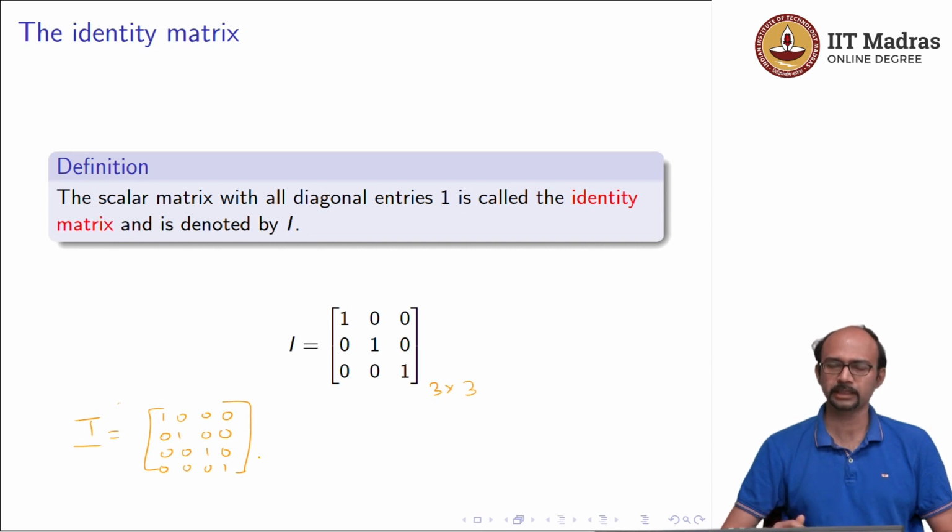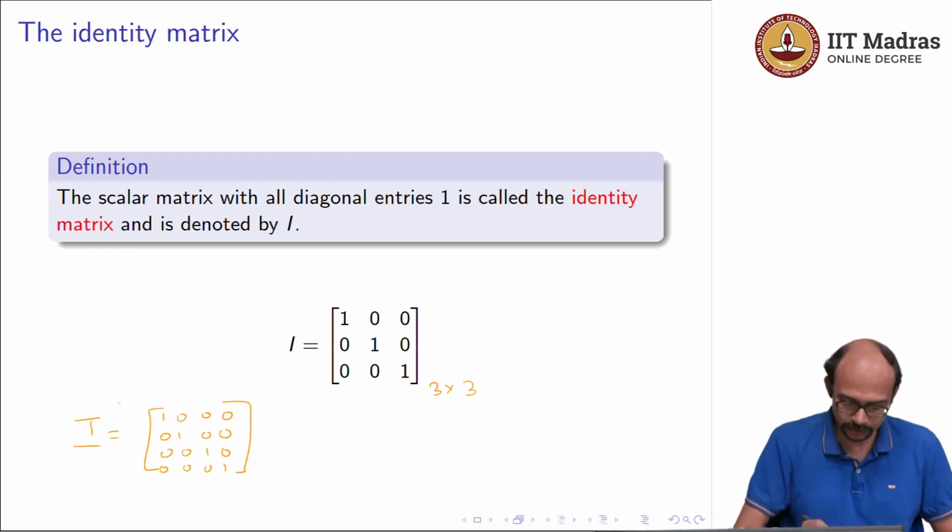In the given context, it will be clear what we mean by I, meaning how many rows and columns it has. But however many rows and columns it has, which of course is the same number, the diagonal must consist of ones. The only choice is how many rows and columns it has, which will be clear from the context. So these are the special kinds of matrices we wanted to look at.